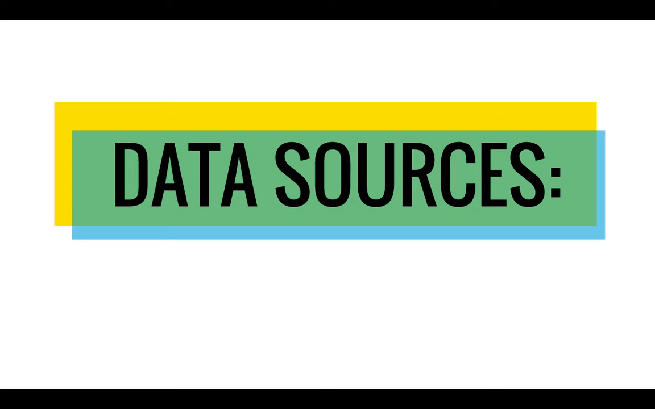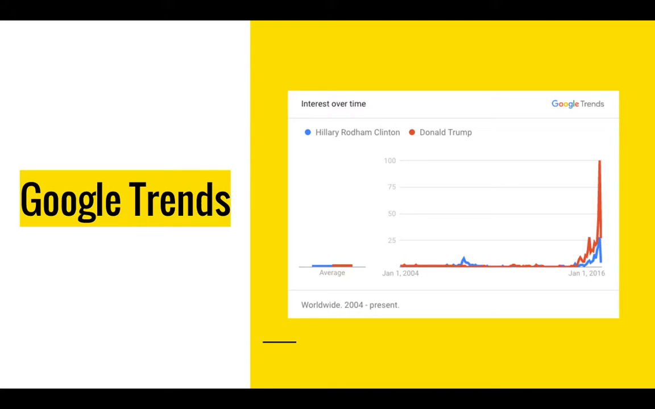So where do we get our data from? Our main source was Google Trends. Here's an example of a Google Trends comparison. Here we have Hillary Clinton and Donald Trump in the past 12 years. As you can see, the interest has really spiked over the past few years, with the biggest spike occurring around November 8th, which was the election this year. And I would just like to note that these trends signify the popularity of the search term and not necessarily the popularity of the thing itself.